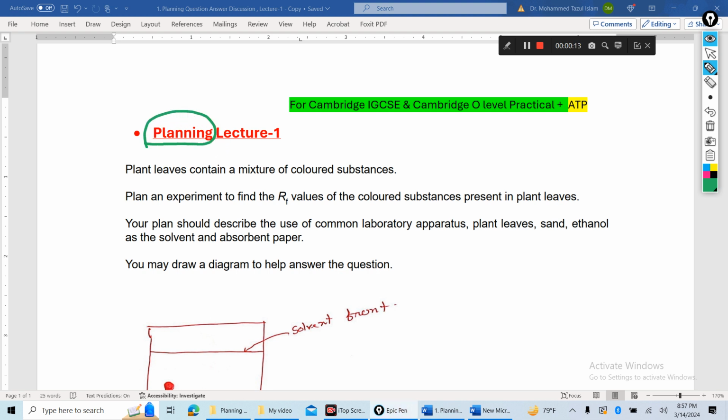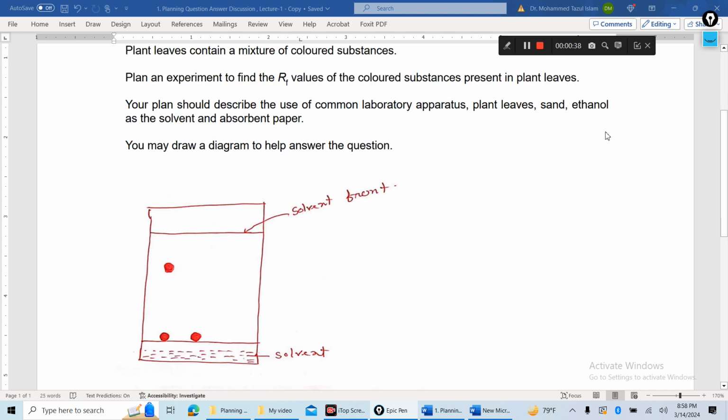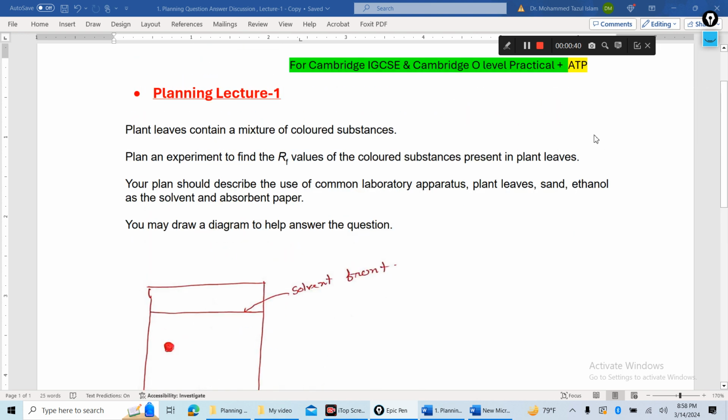Planning questions are important for Cambridge IGCSE and Cambridge O-level chemistry practical and ATP paper. This is important for the practical question paper and the alternative to practical paper. Let's start. This is planning lecture 1.